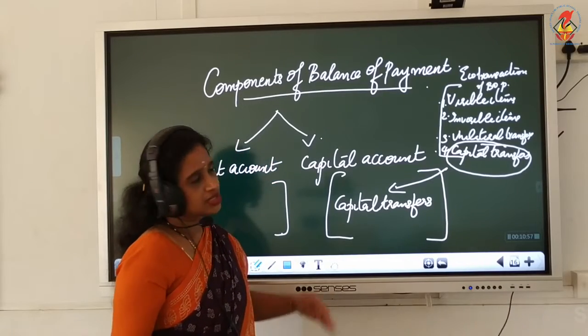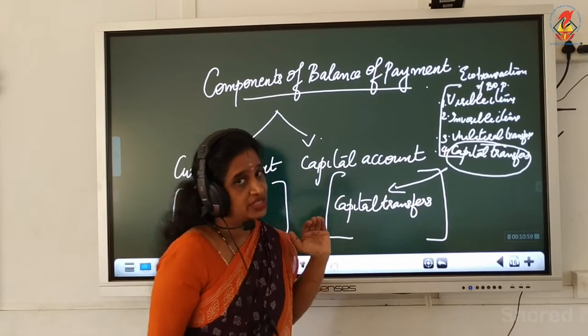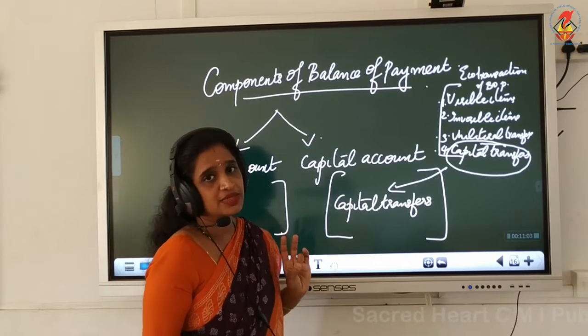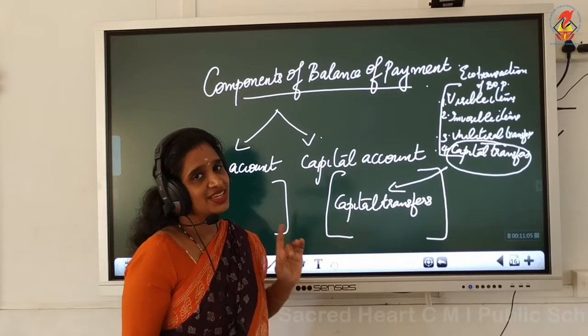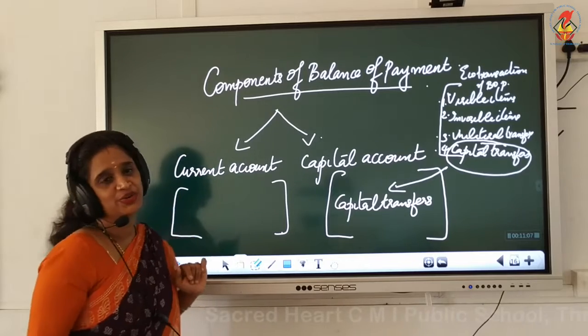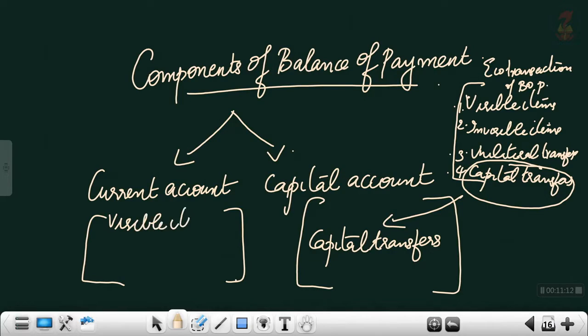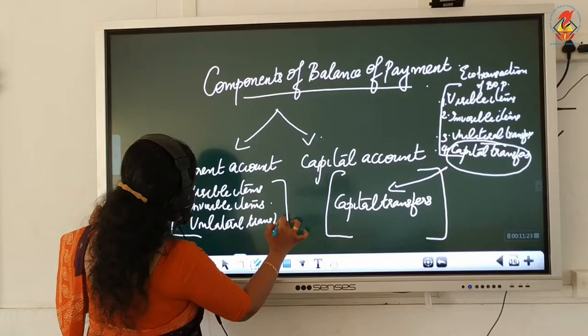Except this, what are the other three? Visible items, invisible items and unilateral transfers come under current account. So I am going to fill in the current account. Current account consists of visible items, invisible items, and unilateral transfers. I hope it is clear to you.